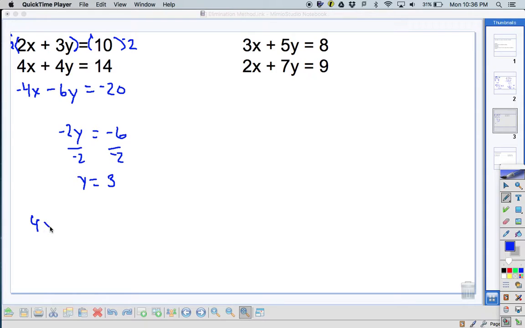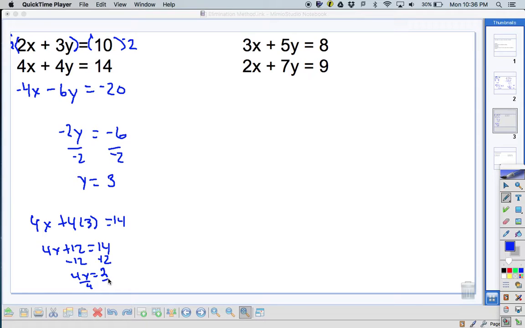So I got 4x plus 4y. The y I now know. The y is now 3, so I got 4 times 3. 4 times 3 is 12, so I get 4x plus 12 equals 14. Two-step equation. Get rid of this 12 first. We're going to subtract it from both sides. So I got 4x equals 2.